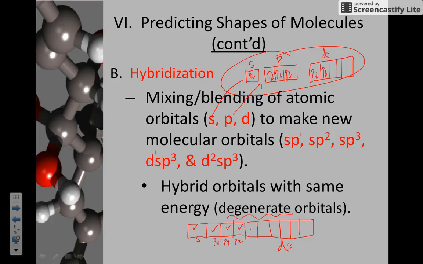Now with the expanded octets, you're going to find that we're sometimes using one of the d orbitals, and if so, we call it a dsp3. And if you blend 2 of your d subshells here, we call it a d2sp3.